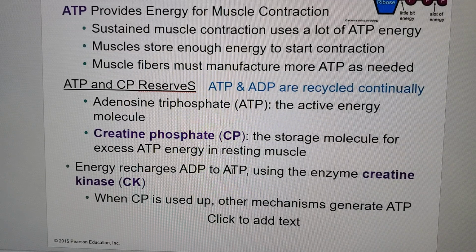If you see any word that has to do with anatomy and it ends in ASE, typically it's an enzyme. If it ends in ASE, it's usually an enzyme. If it ends in OSE, a lot of the time it's a sugar. But the ASE ending typically is an enzyme. When the CP is used up, other mechanisms generate ATP.